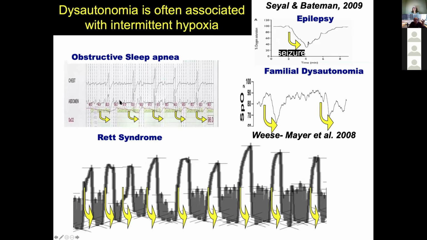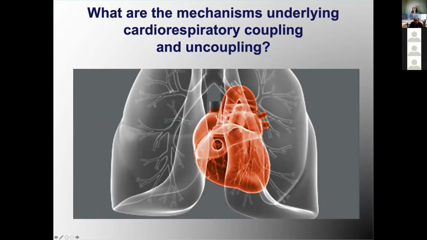But you have other disorders of dysautonomia, and one is obstructive sleep apnea, where you also have these desaturations coming in. Familial dysautonomia is another disorder with intermittent hypoxia, or actually even seizures. If you have several seizures in a row, you also have intermittent hypoxia. So the question we're interested in is, where is this coupling controlled and what is hypoxia doing?